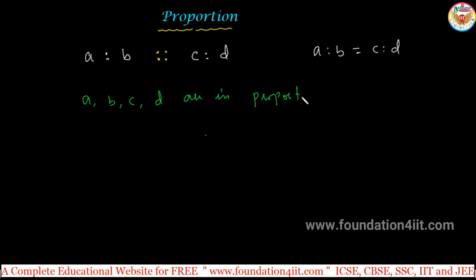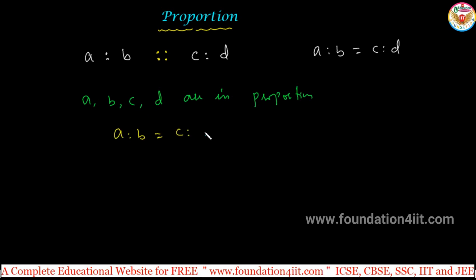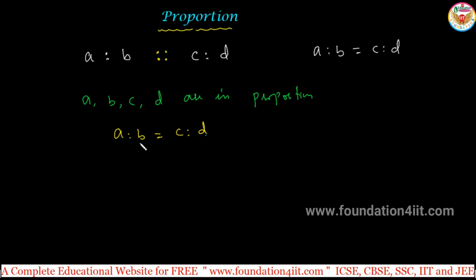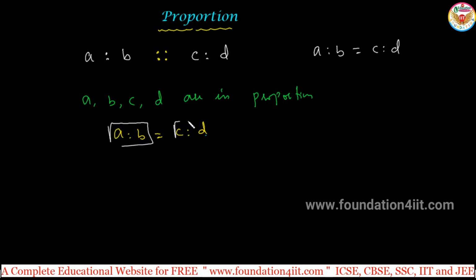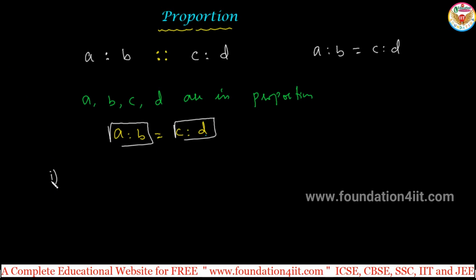To say these four numbers are in proportion, the rule is that the first two quantities' ratio should be equal to the last two quantities' ratio. The first-and-second ratio and the third-and-fourth ratio must be equal. So proportion is the equality of two ratios. Simple thing, the equality of two ratios. Whenever two ratios are equal, those four numbers are in proportion. Okay, just remember that.